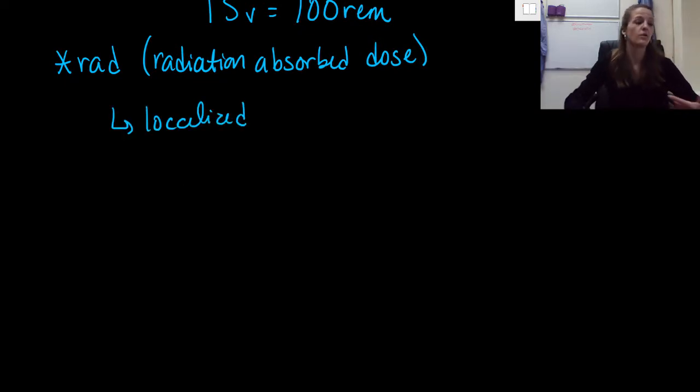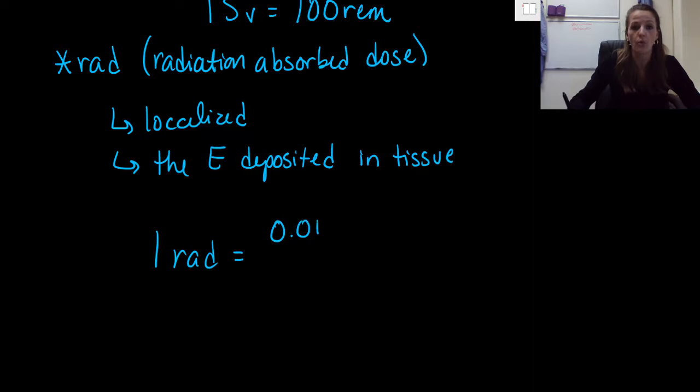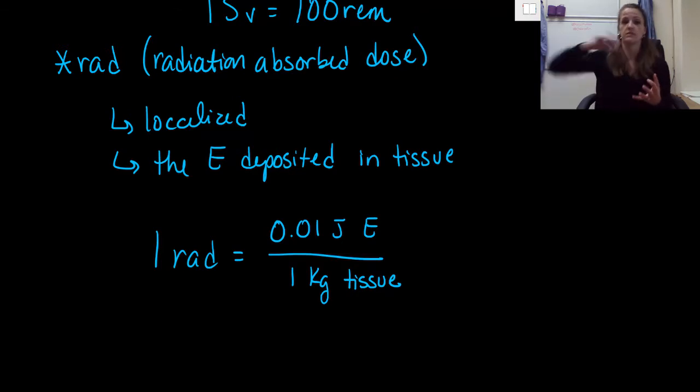And so when we talk about rad, what we usually are saying is that there is the energy that is deposited in tissue. And like I said, this is your localized term. So 1 rad, R-A-D, is equal to 0.01 joules of energy per 1 kilogram of tissue. Personally, I think this is the most useful definition because it takes us back to joules and it gives us a unit that we're more familiar with.